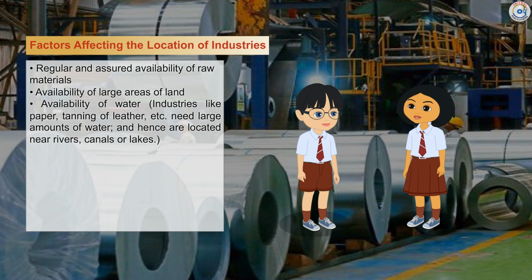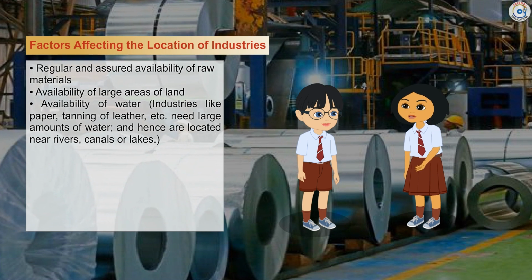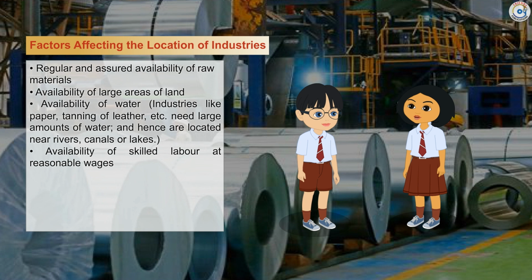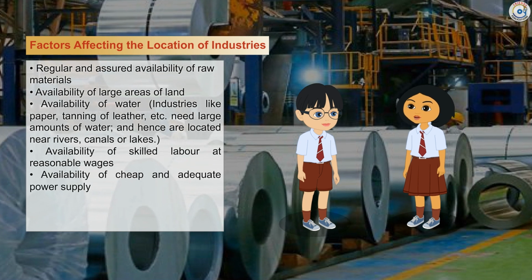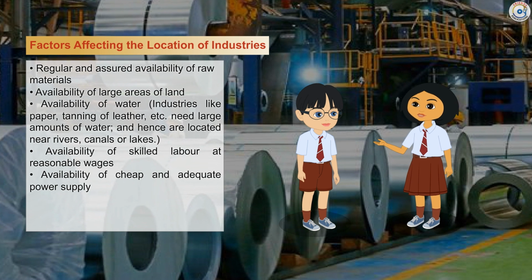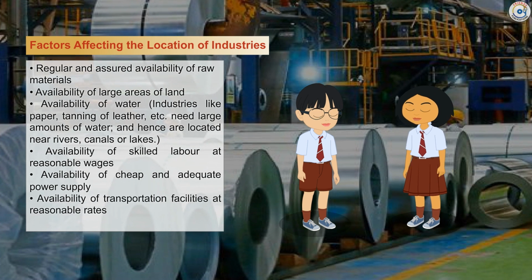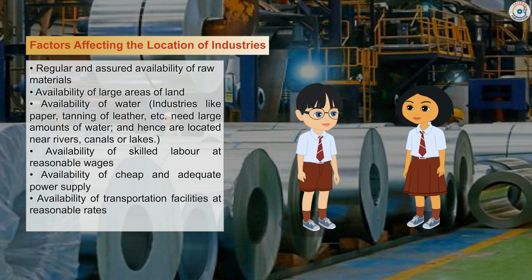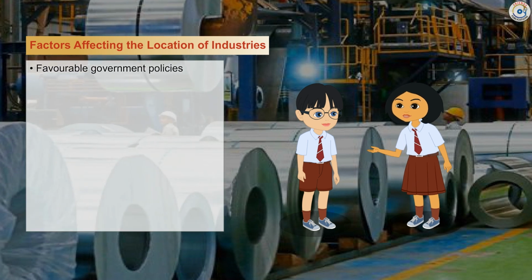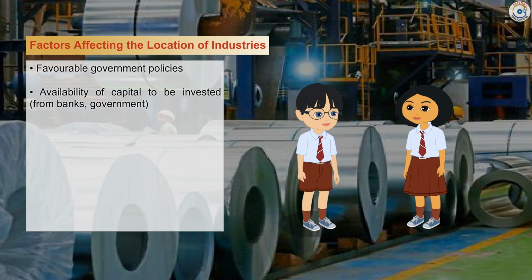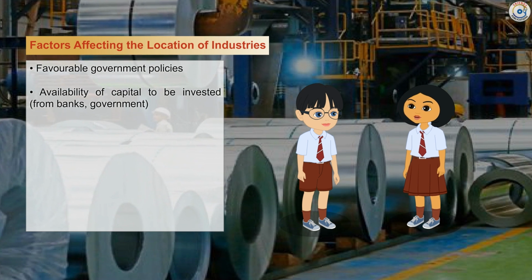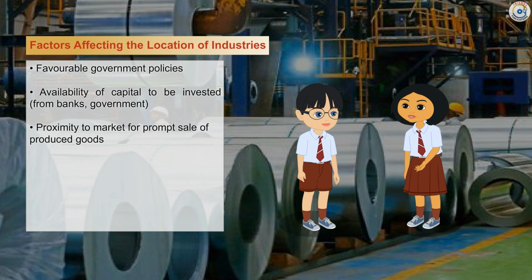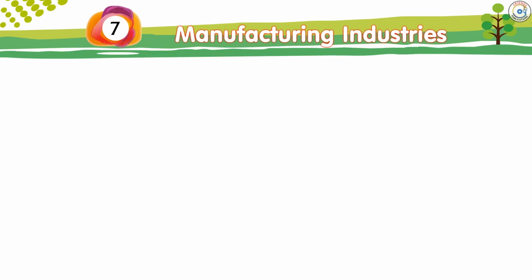need large amounts of water and hence are located near rivers, canals or lakes. Availability of skilled labor at reasonable wages. Availability of cheap and adequate power supply. Availability of transportation facilities at reasonable rates. Favorable government policies. Availability of capital to be invested from banks or government. Proximity to market for prompt sale of produced goods.